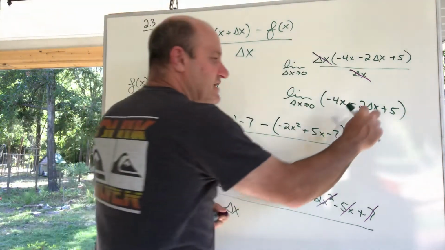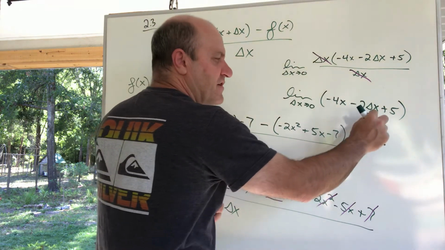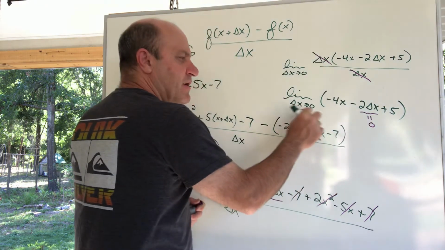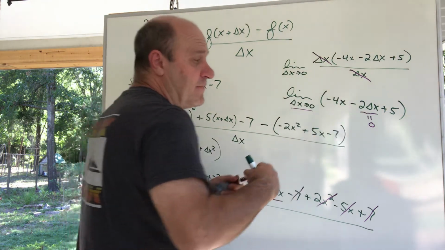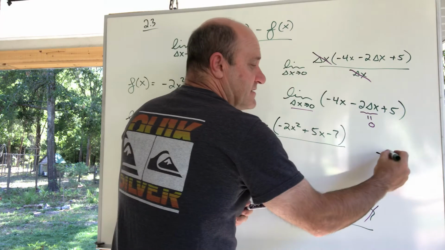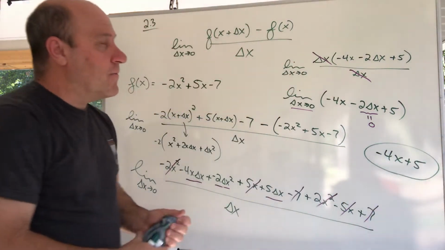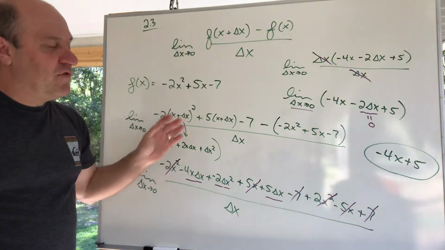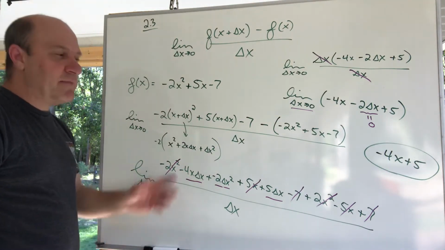What that means is this delta x will go to 0 when it's multiplied by that 2. That goes to 0. This term goes to 0 because we did the limit. We let delta x go to 0. And what am I left with? The answer is negative 4x plus 5. So that's a very famous limit problem. We'll do that again up in chapter 3, but they definitely hit us with it in 2.3.